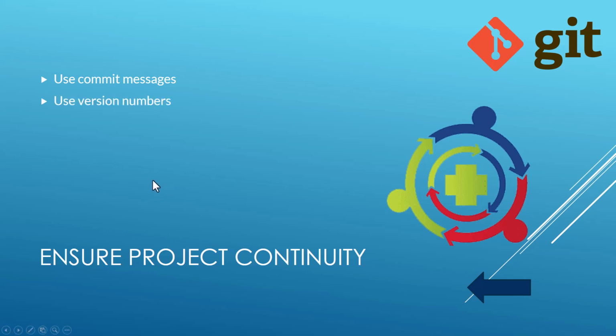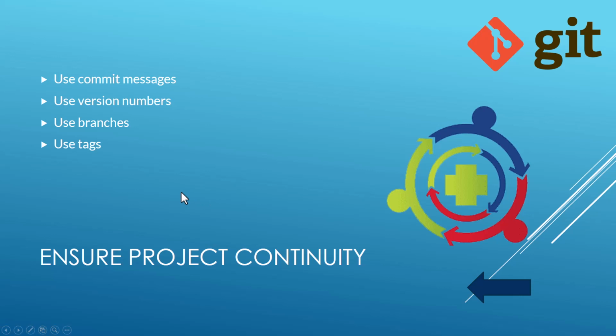Version numbers. Version numbers can be used to track major releases and changes to the codebase. This makes it easier to understand when major changes were made and what features were added. Branches play a vital role to ensure project continuity. Branches can be used to work on different features or ideas without affecting the stability of the main branch. This can help ensure that the project remains stable while changes are being made.